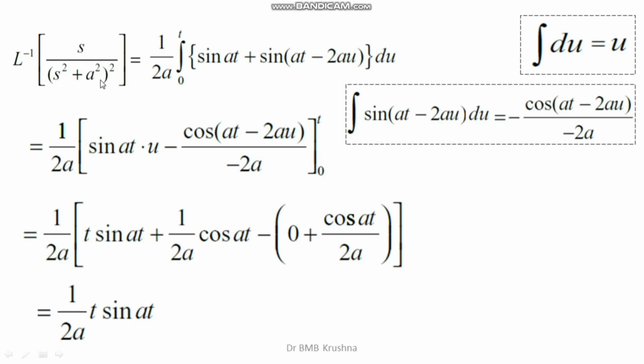This is the inverse Laplace transform of the function s by s square plus a square, using the concept of the convolution theorem. Next: find the inverse Laplace transform of the function 1 by s square times of s square plus 1 using the convolution theorem. First of all, you have to identify f of s and g of s from this function. It is compared with the L inverse of the product of f of s and g of s.